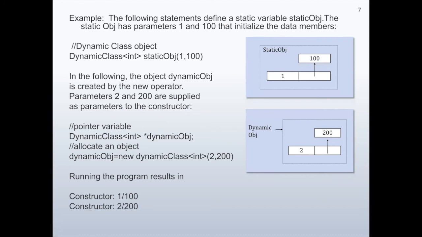As an example, consider the following declarations. The following statements define a static variable, static obj. The static obj has parameters 1 and 100 that initialize the data members. So here there is a declaration. Static obj is declared here. It is of dynamic class integer, and here we have 1 and 100, which are integer values. When this is executed, static obj is created, and for this one, the value for member 1 is 1, and also an integer is created by the new operation in the constructor. Here the constructor is called, and the address of this object is stored in member 2.